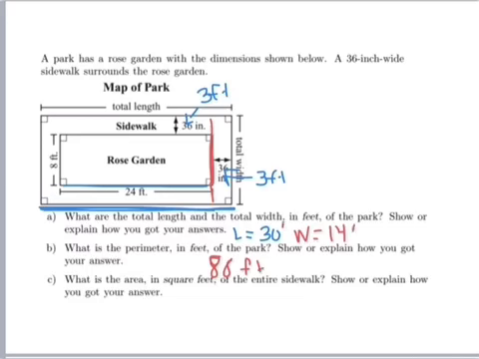And then what's the area of the sidewalk? Well, now that's going to be one of those composite shapes where I want to take the big area minus the little area. So if I take the total length, which was 30, times the total width, which was 14, minus the area of the rose garden, which was 8 by 24, I'm going to get 420 minus 192. And that gives me 228 square feet.